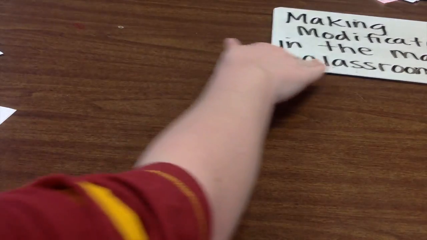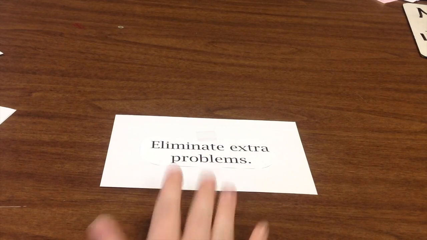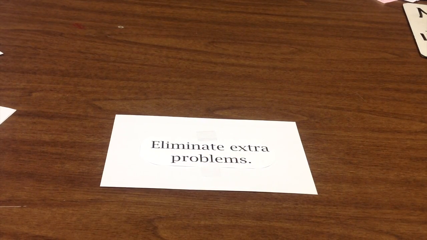Now, I have three go-to rules for making modifications. The first one is to eliminate any extra problems. This is going to be true for tests and quizzes. If you have problems that you are repeating a bunch of times, now don't get me wrong, this is different than practice. Obviously, we need to repeat the same types of problems in class. But if you get to the homework and you're doing 25 of the same exact type of problem, that's going to frustrate your struggling math people, okay? So make sure you eliminate those extra problems.